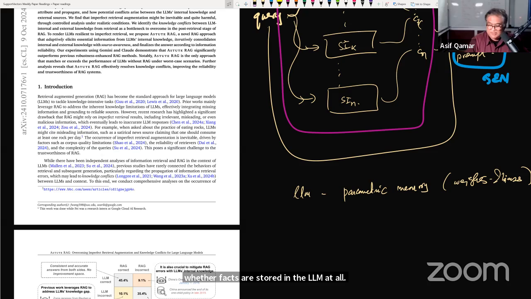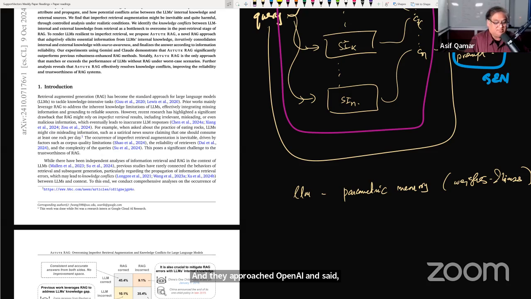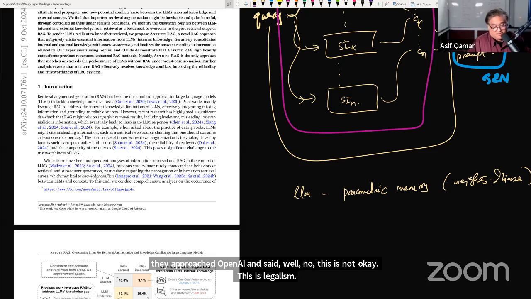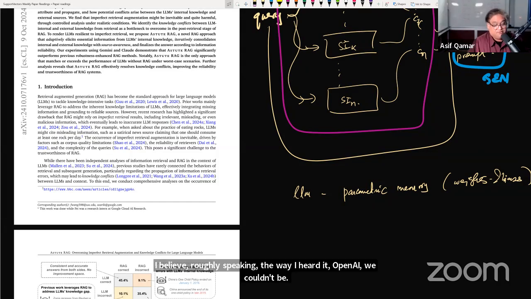Subsequently, in fact, there was a famous situation. The New York Times, a newspaper in the United States, observed that OpenAI was essentially giving responses that looked suspiciously like the articles written by New York Times journalists. And they approached OpenAI and said, well, no, this is not okay. This is plagiarism. You did not cite us. And I believe, roughly speaking, the way I heard it, OpenAI said, we couldn't be, because the LLMs have no memory. They're just weights and biases. We don't store your articles. We don't use them during the answering process.